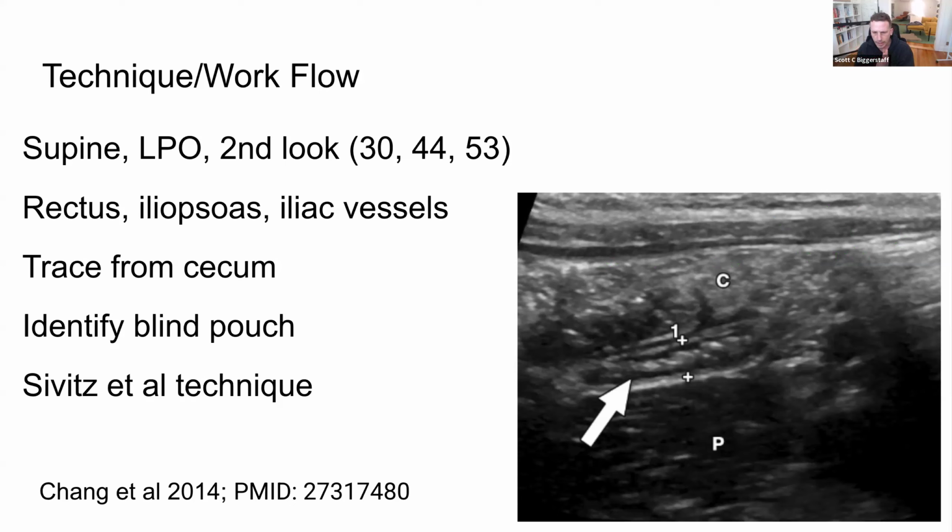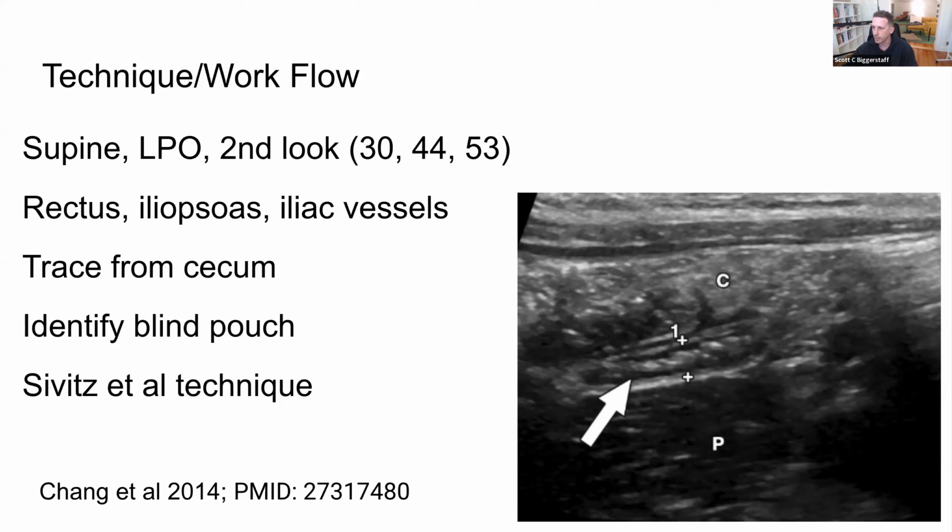Your iliopsoas is generally deep. Your rectus and iliac vessels are typically medial. And the three things often form a triangle that you can look in to try to identify the appendix. Another approach is to trace it from the cecum. We know that the large intestine, the ascending colon, is going to be on the right side of the abdomen. So start over as far right as you can go and move from the subcostal area down all the way to the flare of the ilium, trying to find and identify that cecum.